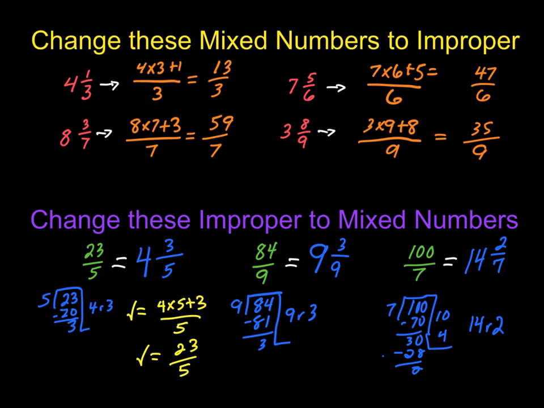We can try it again over here, see if I can squeeze it in. We can go 9 times 9 plus 3 over 9. 9 times 9 is 81, plus 3 is 84 ninths. And our final one, oh, this is a tough one. 7 times 14. 7 times 14 I happen to know is 98. We add 2 more. We get our 100 sevenths.